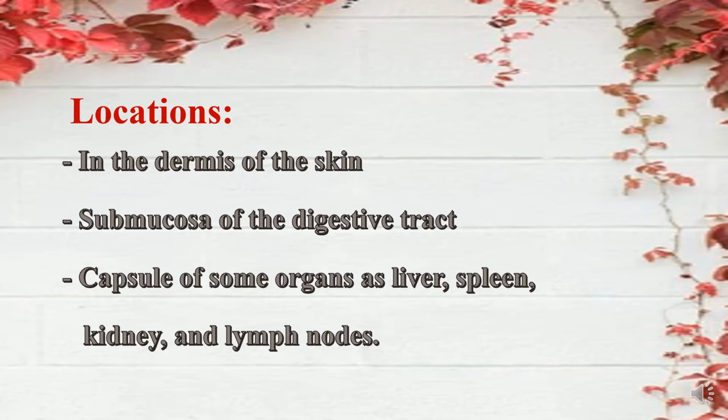The locations of dense irregular connective tissue are in the dermis of the skin and in the submucosa of the digestive tract. طبقة السبميكوزا هي عبارة عن dense irregular connective tissue. Also, many capsules are composed of dense irregular connective tissue that surround the liver, spleen, kidney, and lymph node.